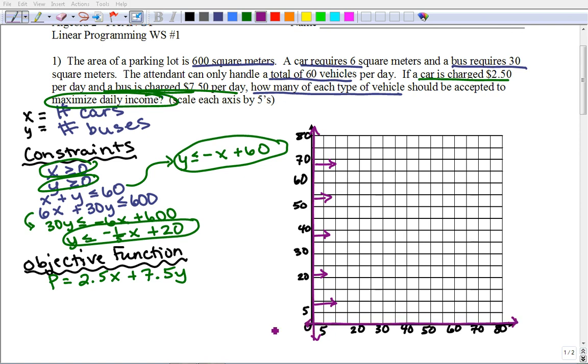Okay, and now let's also do Y is greater than or equal to 0. So there's the line Y equals 0. And we're looking for greater than, so we're going to be shading above that. There's going to be little arrows pointing up. Okay, now for the next part. Y is less than or equal to negative X plus 60. So we're just going to graph the line negative X plus 60 like we normally would.